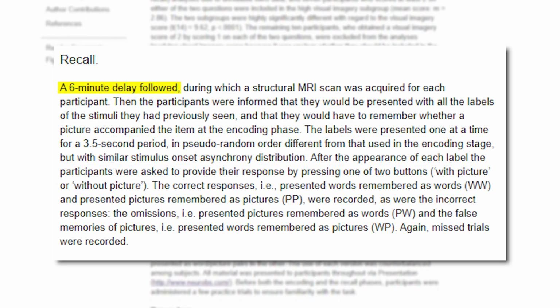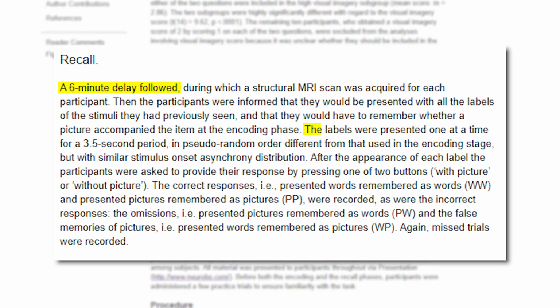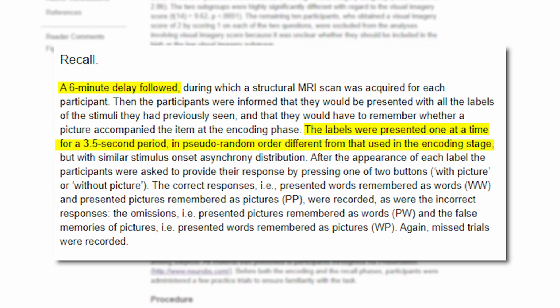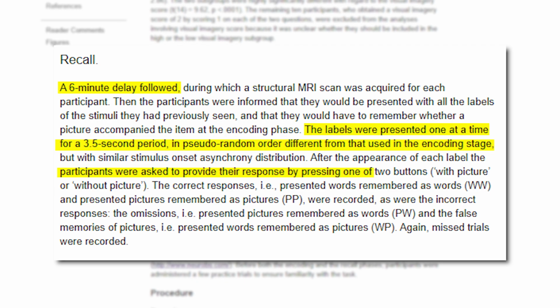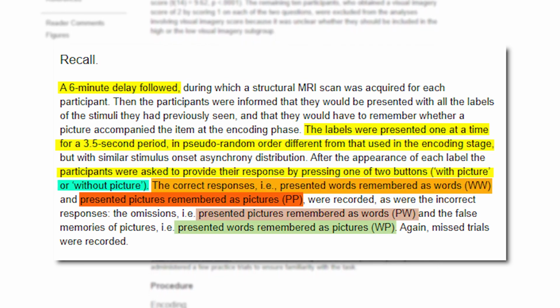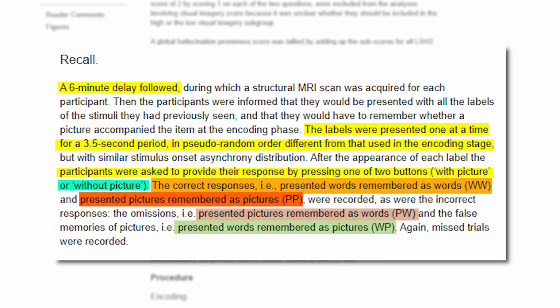During the recall phase, after a 6-minute delay during which a structural MRI was taken, participants were told they would see labels of the previously shown items and would need to remember if a picture had accompanied each item. Labels were shown one at a time for 3.5 seconds in a new pseudo-random order. With similar timing to the encoding phase, participants responded by pressing a button for with picture or without picture. Correct and incorrect responses, including omissions and false picture memories, were recorded along with response times and mistrials.